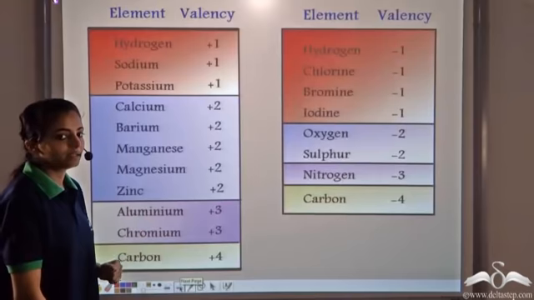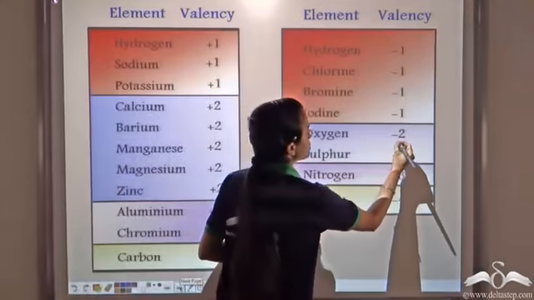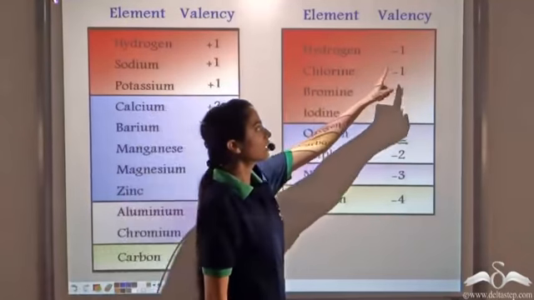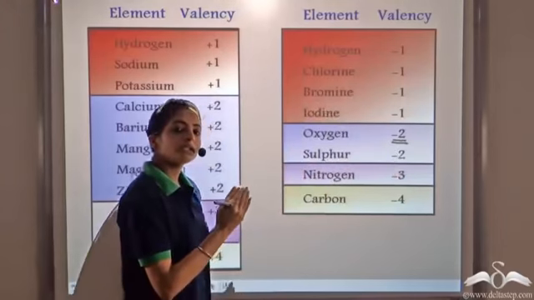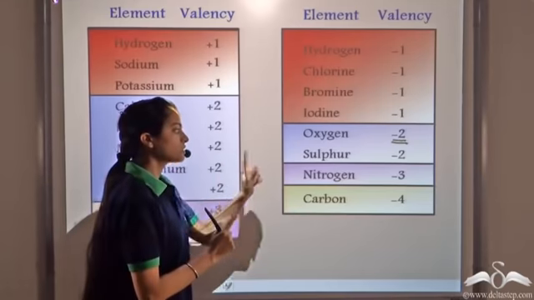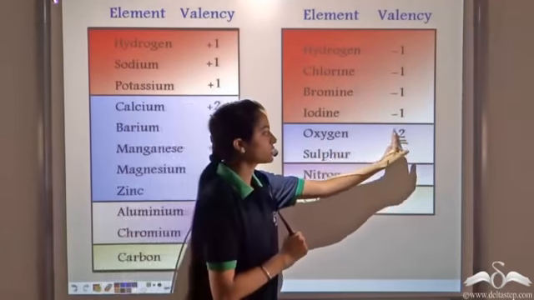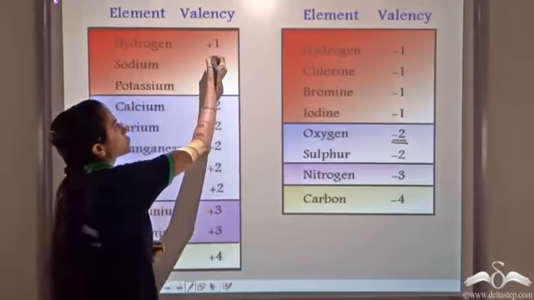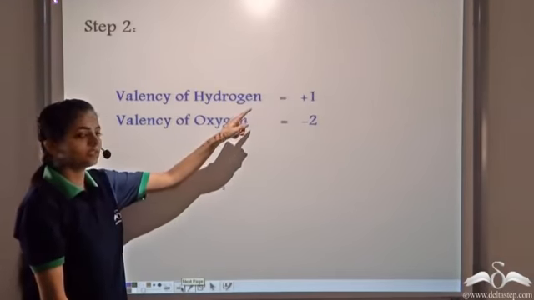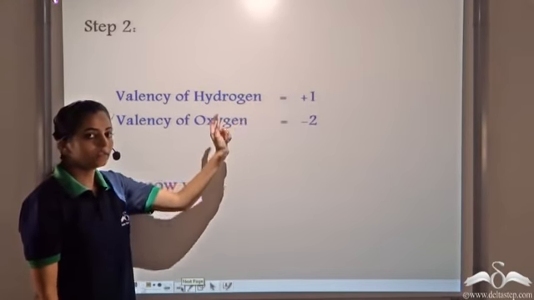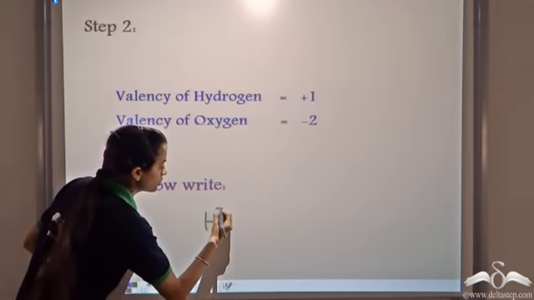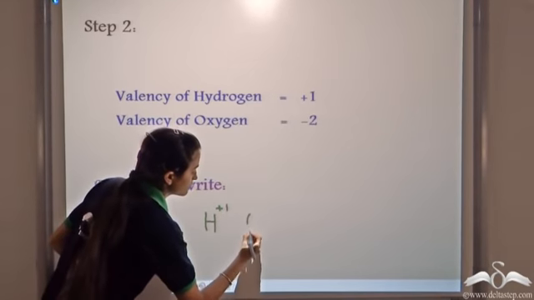Next, check their valencies. So the valency for oxygen is -2 and hydrogen shows both +1 valency and -1 valency. So when we are writing a chemical formula, we always need 1 positive ion and 1 negative ion. Since oxygen shows only 1 valency, which is -2, so we have to take the positive valency for hydrogen, which is +1. So we write the valencies. The valency for hydrogen +1, valency for oxygen -2. So now write their valencies on top as the superscripts.